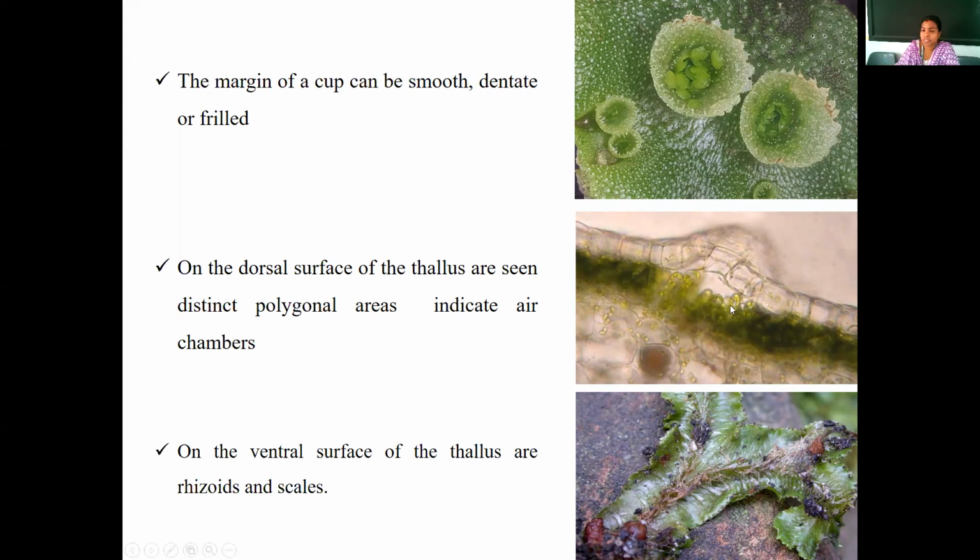If you take a cross section, you are able to see the polygonal areas, which indicate the air chambers. On the ventral surface, you can see the scales and rhizoids. This is the ventral surface. This is how it looked.